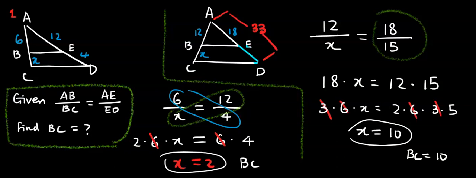So BC is 10, and previously BC is 2. That's it.